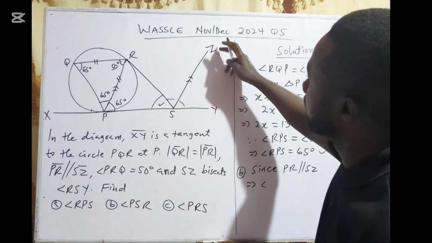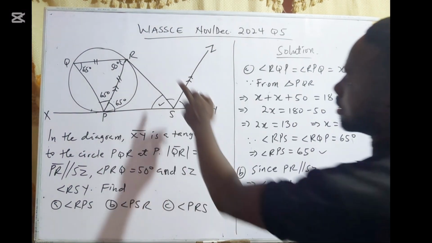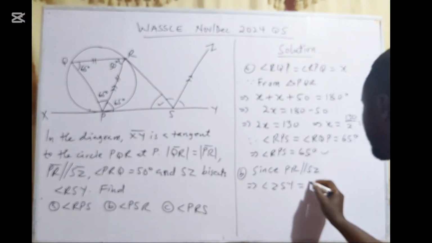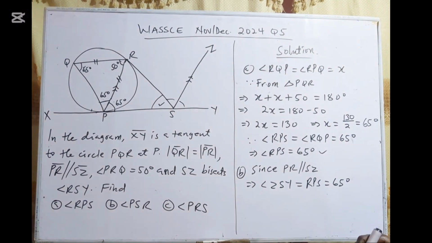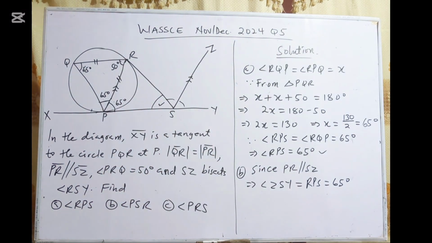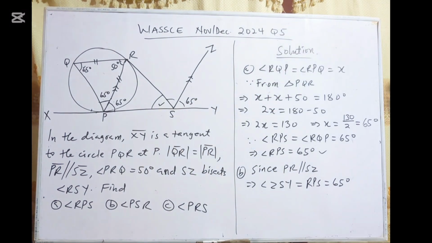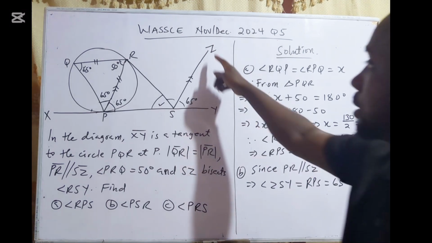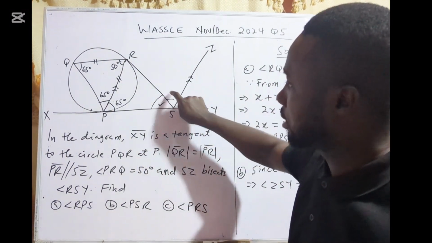angle ZXY is also the same as angle RPS, which is 65 degrees. Alright, so this angle is parallel to this one, so it means that this side and this side will correspond. So here will be 65. Alright, if that is the case, that place is 65, then what can we say? We say this line bisects this angle, so it means that this angle will be the same as this angle.